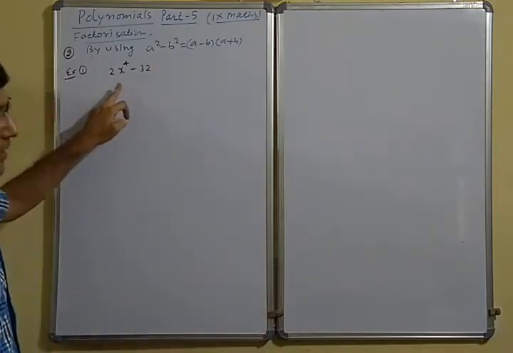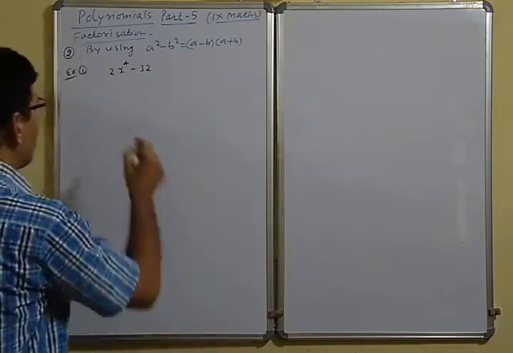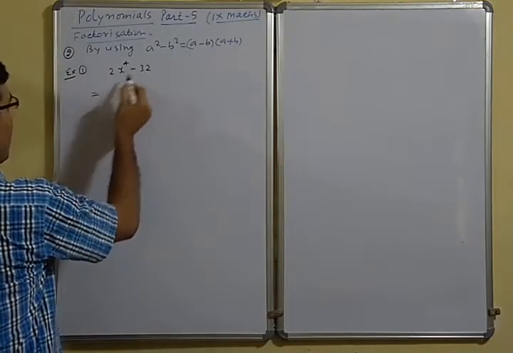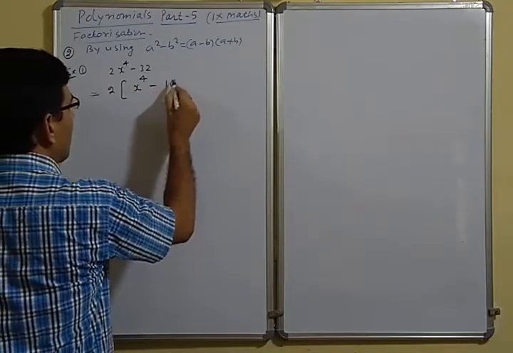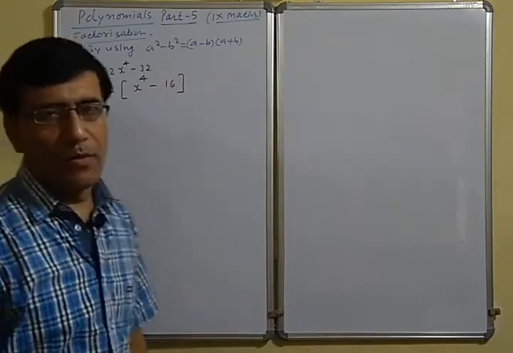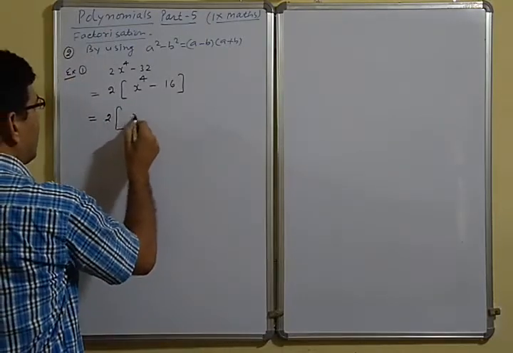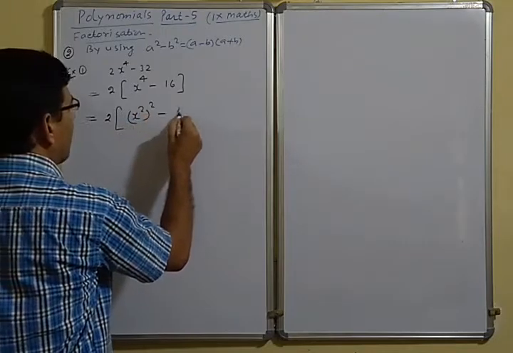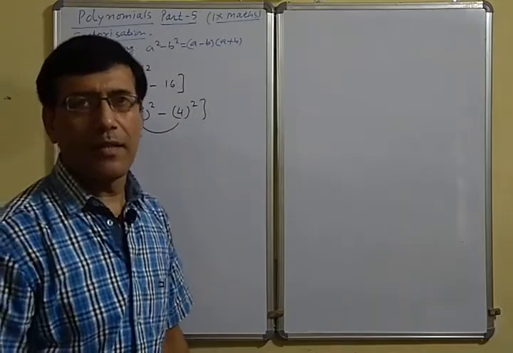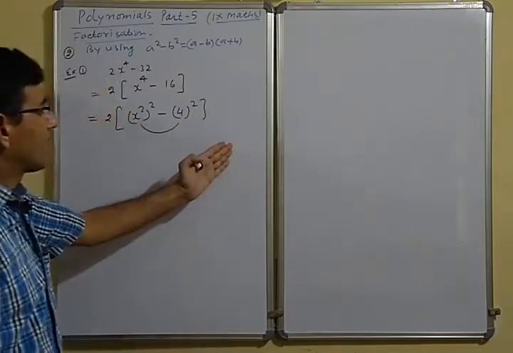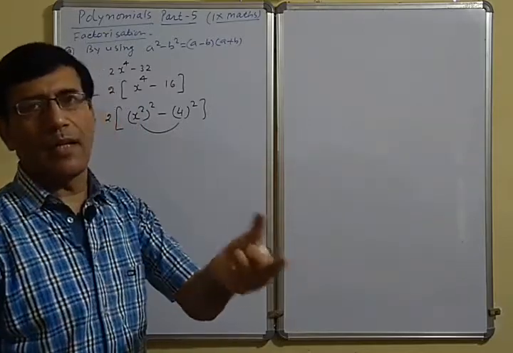So let us see the first example, that is 2x4 minus 32. We have to factorize it. Here 2 is common, so now we'll take 2 common. It becomes x raised to power 4 minus 16. So now again what will happen? This is x square whole square, and this is 4 whole square. So here we use the formula a square minus b square. We'll write the formula inside the bracket. A square minus b square, that is a minus b in one bracket, other bracket a plus b.